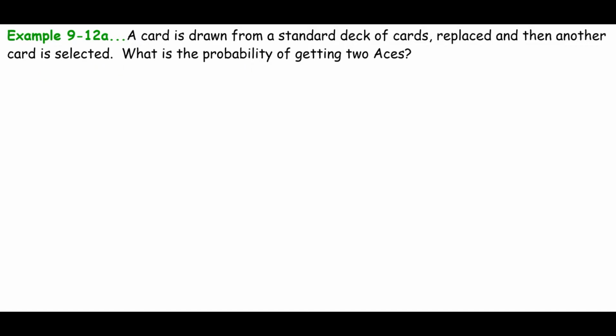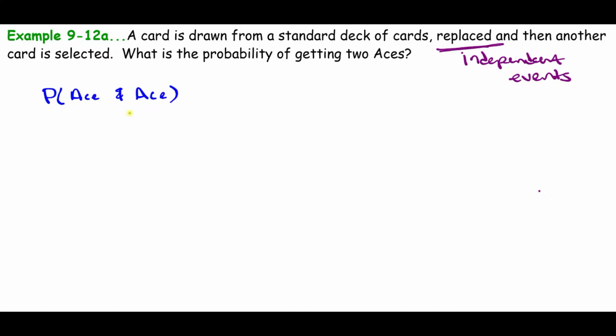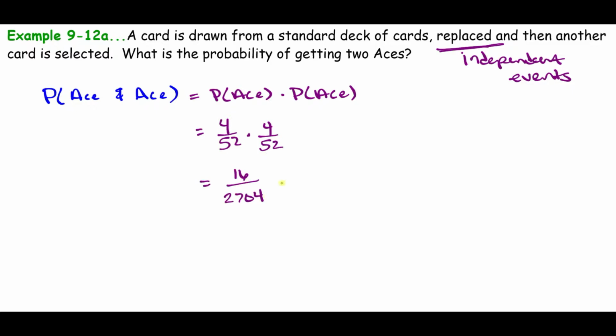A card is drawn from a standard deck of cards, replaced, and then another card is selected. What's the probability of getting 2 aces? So this is the probability that my first card is an ace and my second card is an ace. Because the card is replaced after I choose the first one, these are independent events. So when I have an "and," remember that means we're going to multiply. So this is the probability that my first card is an ace times the probability that my second card is an ace. The probability my first card is an ace is 4 out of 52. We've replaced it, so the probability the second card is an ace is also 4 out of 52, which gives me 16 out of 2,704, or 0.0059.